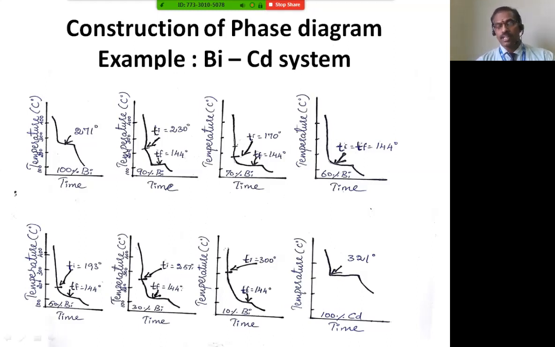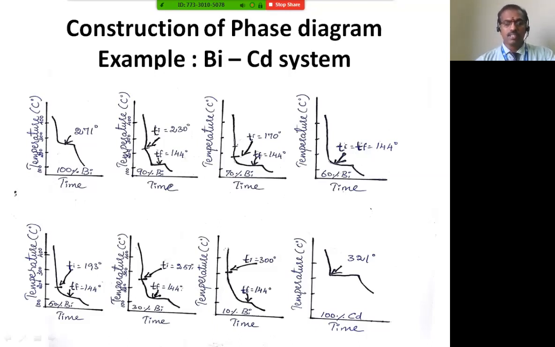So again I am seeing two break points here. At around 60%, Ti is equal to Tf, they merge. The initial and the final solidification temperature merge into 144. Similarly 50-50. Then similarly consider 30% bismuth, 70% cadmium, two break points, 10% bismuth, 90% cadmium. Again I have taken, finally, 100% pure cadmium. You have only one break point, that is 321 degrees.